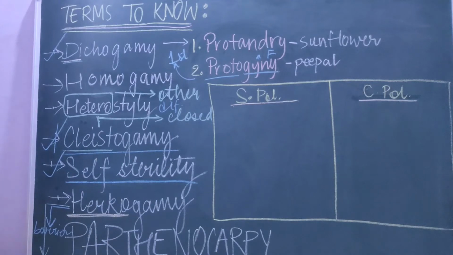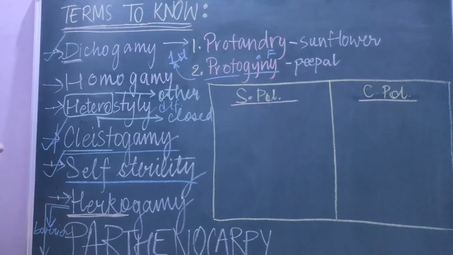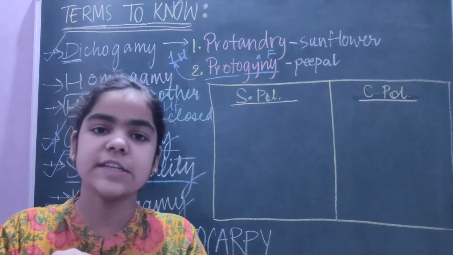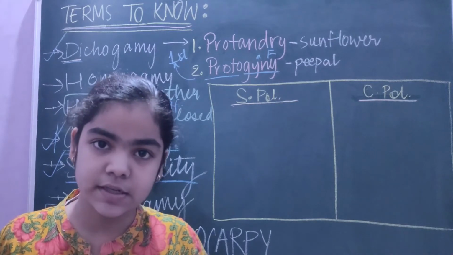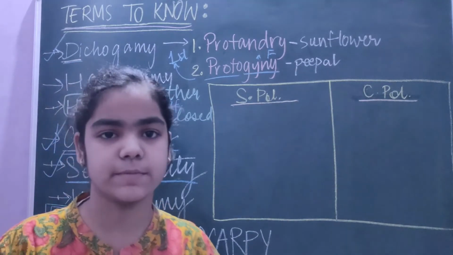Now here is a special word, parthenocarpy. This is a condition in which the seed formation does not take place and the fruit is formed.